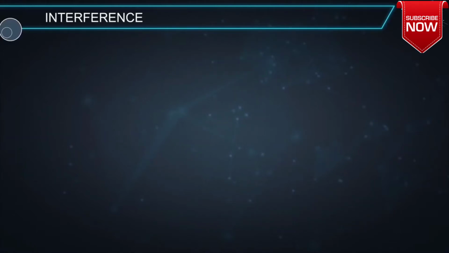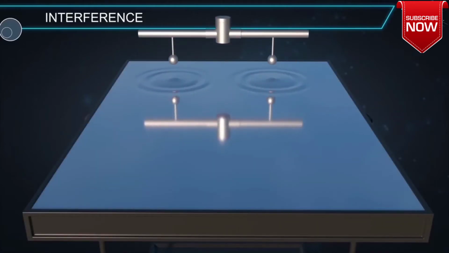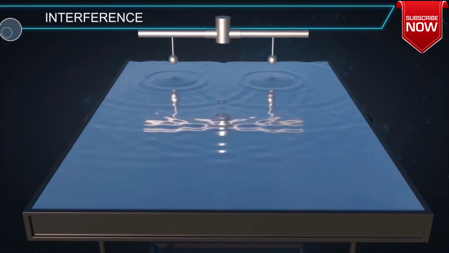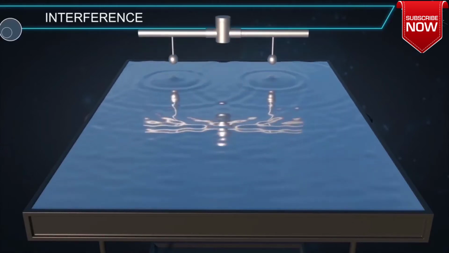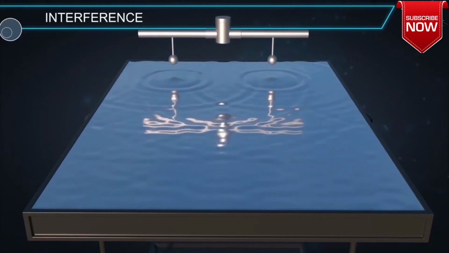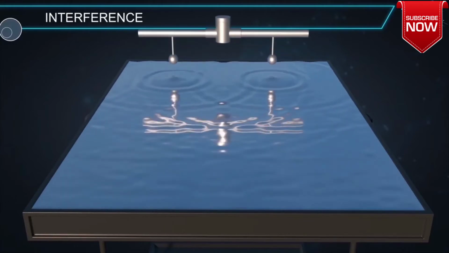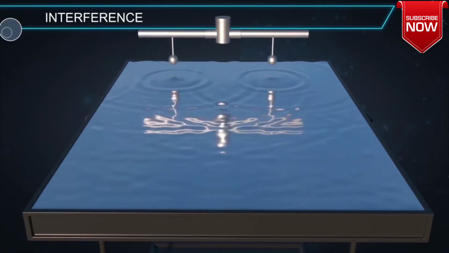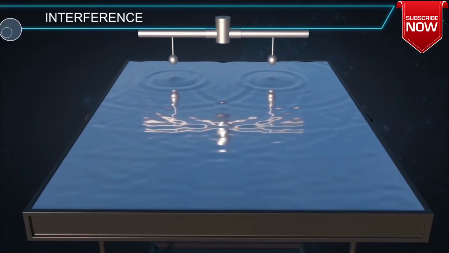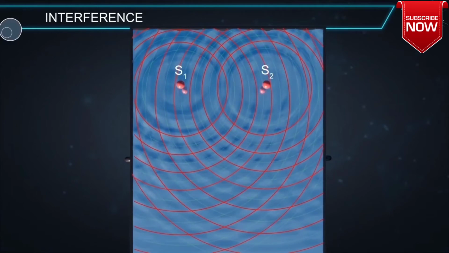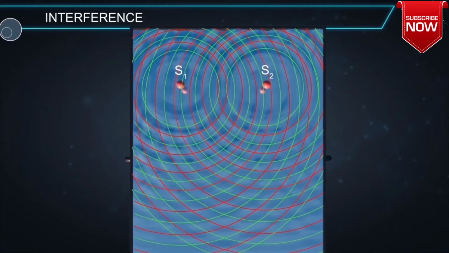Now consider a situation where there are two ball needles separated by a small distance and the balls move periodically up and down in an identical fashion on the surface of water. These two sources produce a system of circularly propagating waves which superpose on each other during their travel. Let us mark all crests by red color and all troughs by green color.